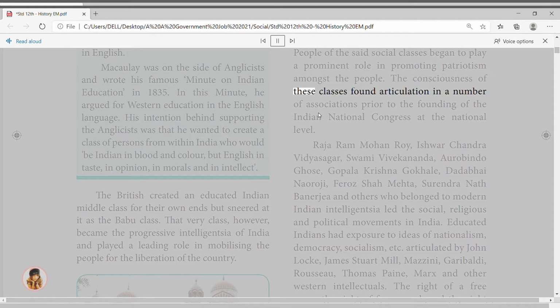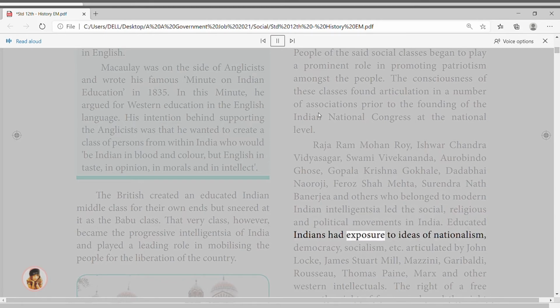The consciousness of these classes found articulation in a number of associations prior to the founding of the Indian National Congress at the national level. Raja Ram Mohan Roy, Ishvar Chandra Vidyasagar, Swami Vivekananda, Aurobindo Ghosh, Gopala Krishna Gokhale, Dadabhai Naoroji, Firoz Shah Mehta, Surendranath Banerjee, and others who belonged to the modern Indian intelligentsia led the social, religious and political movements in India.